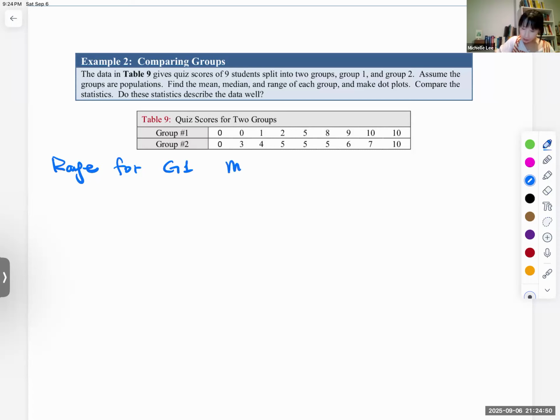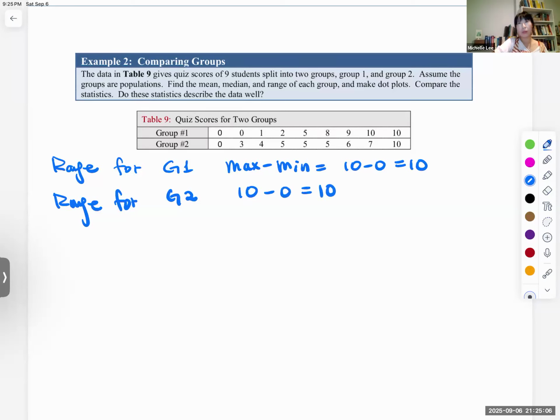So we have maximum minus minimum. That will be 10 minus 0, which is 10, right? The range for group number 2 is 10 minus 0, which is also 10, right? Okay, let me bring the mean, median, and the dot plot.